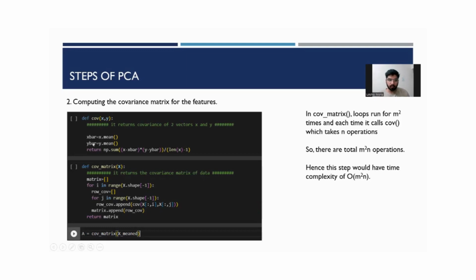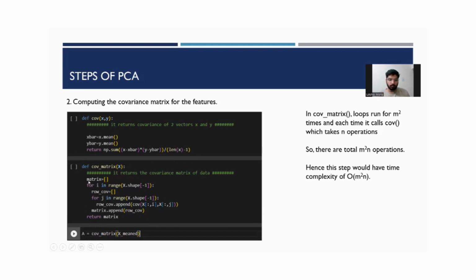It is finding the mean of those two features, and then doing as per the formula that we know mathematically: x minus x mean into y minus y mean, sum of all of these divided by the number of instances that we have minus 1. It is the formula for covariance. It is a function for covariance of two vectors x and y. Then we have the covariance matrix.